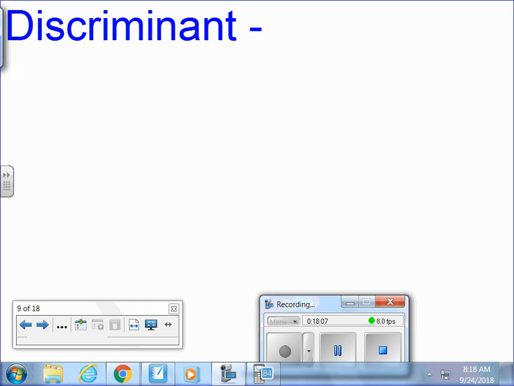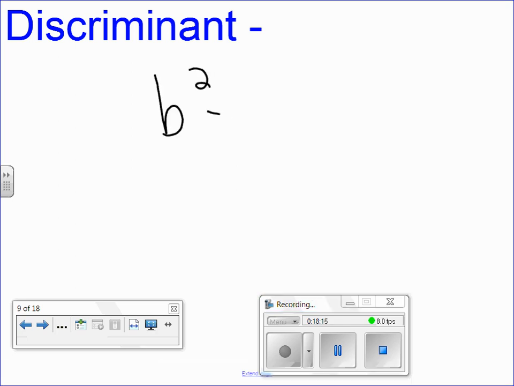All right, so we're going to talk about the discriminant and what it can tell you about the nature of the solution. The discriminant itself is just the b squared minus 4ac part of it. B squared minus 4ac. It does not include the square root. It's just the stuff under the square root. But it can tell you whether you're getting real solutions, no solutions, or imaginary solutions.